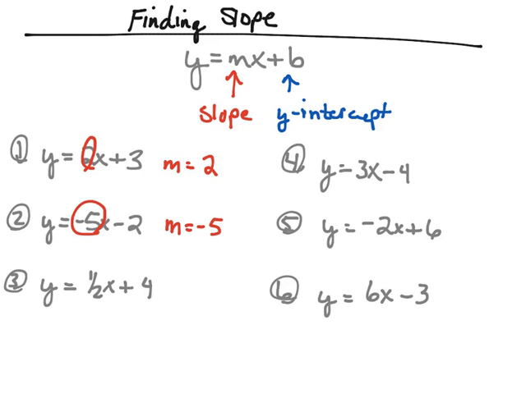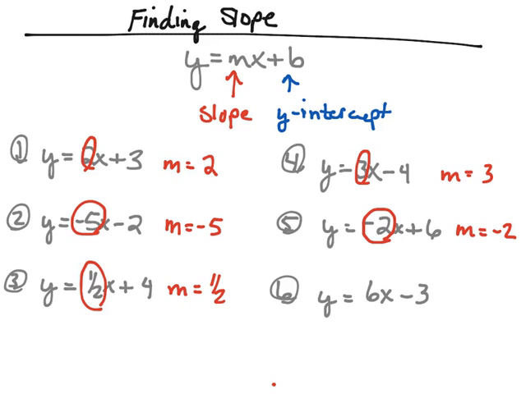Number 3, we have the equation y equals 1/2 x plus 4. What I'm looking for is the slope, and the slope is going to be m equals 1/2. Again, it's the number in front of the x. Let's keep going. Number 4, y equals 3x minus 4. The slope on this equation is going to be 3. It's the number in front of the x. Number 5, we got y equals negative 2x plus 6. Again, I'm looking for the slope. The number in front of the x on this equation is negative 2. And finally, number 6 here, the slope on this equation is 6. It's the number in front of the x.